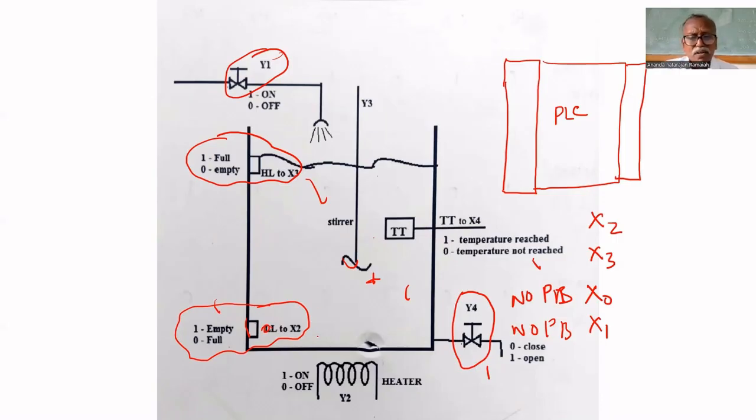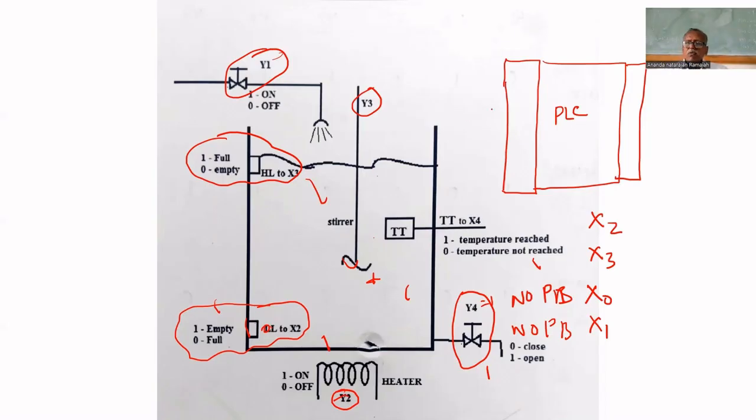Y2 is to turn on the heater. Y3 is to turn on the stirrer. Y1 is to turn on the inlet valve. Y4 is to turn on the outlet valve. If Y4 equals 1, the outlet valve will open and drain the tank. Why not is nowhere mentioned; based on the diagram they wrote the program, so why not is not used.